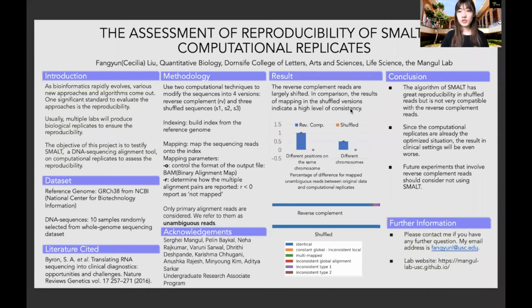In our conclusion, the algorithm of SMALT has great reproducibility on shuffled reads, but is not very compatible with the reverse complement reads. Therefore, we recommend future researchers stop using SMALT on research that involves reverse complement reads, because the computational replicates are already an optimized situation compared with clinical data. So in clinical settings, the inconsistency might be even worse.